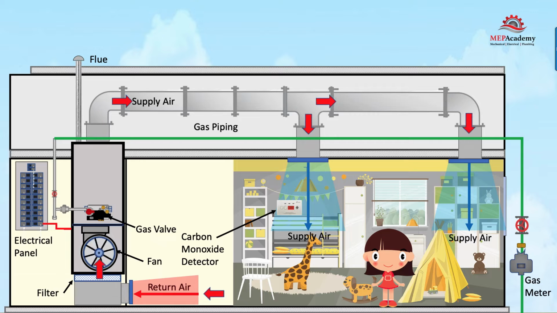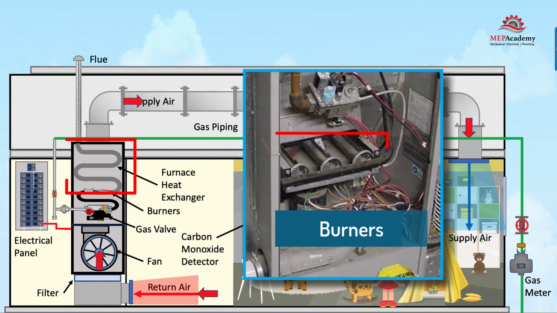Pipe size depends on the volume of gas required and the size of the furnace, but for a small residential unit, the gas piping might be just a 1/2-inch, 20-millimeter pipe. The gas valve controls or modulates the flow of gas to the burners. The burners convert the fuel and air into heat that enters the heat exchanger.